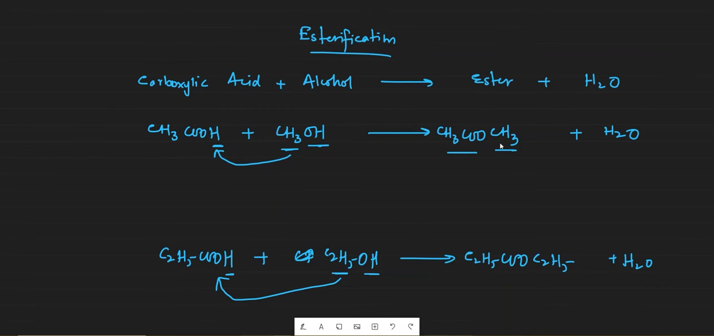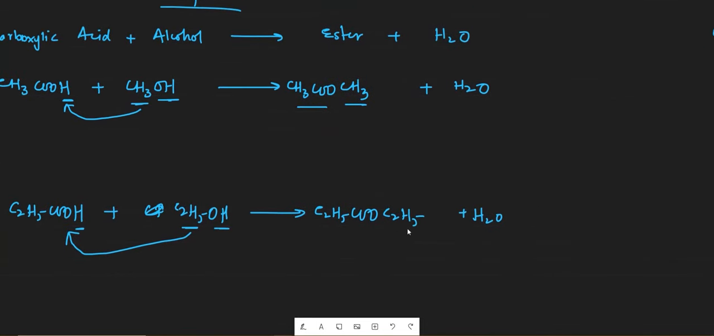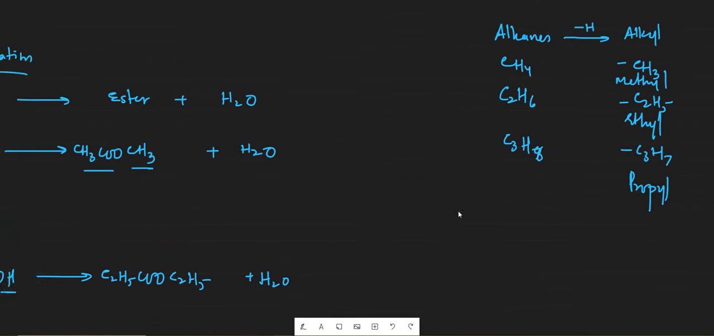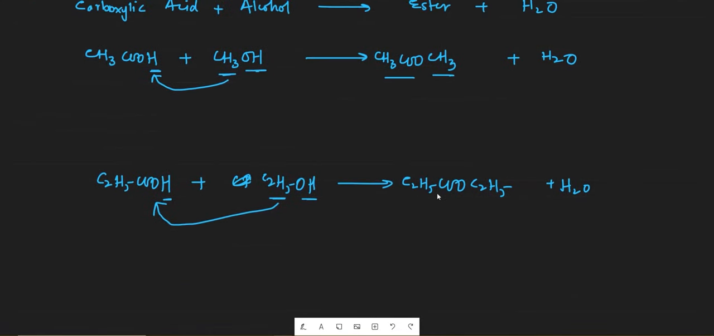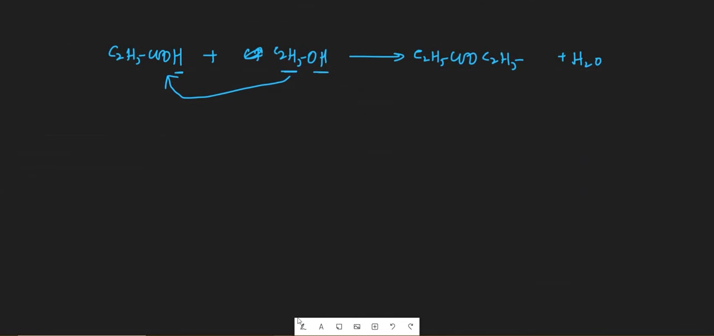Okay, this is an ester. This is an ester. This part is ethyl, like I told you earlier. When you remove one hydrogen from ethane, it becomes ethyl. So this part is ethyl, and this is propanoate, because propanoic acid has lost the hydrogen. This part is propanoate. Okay, let's just do another example.